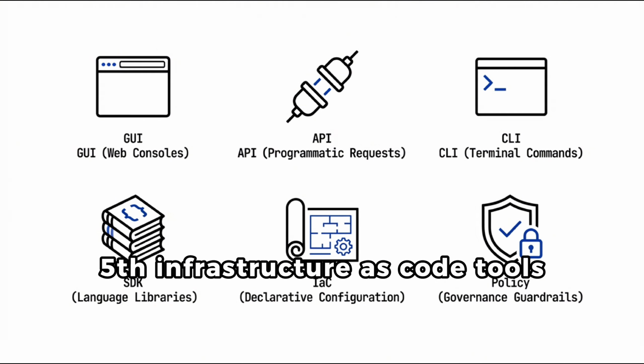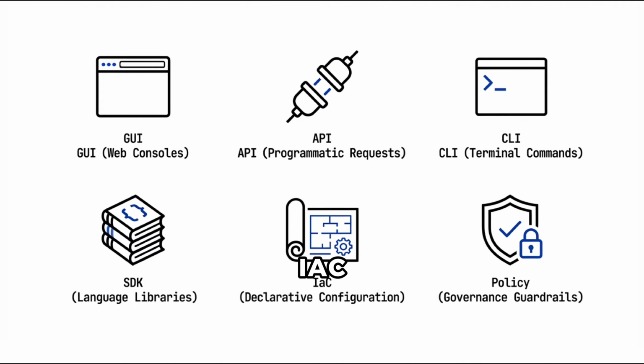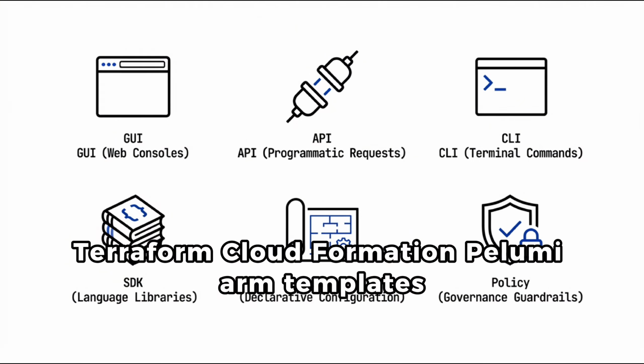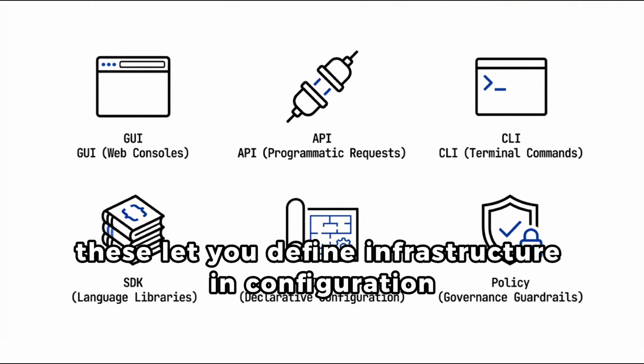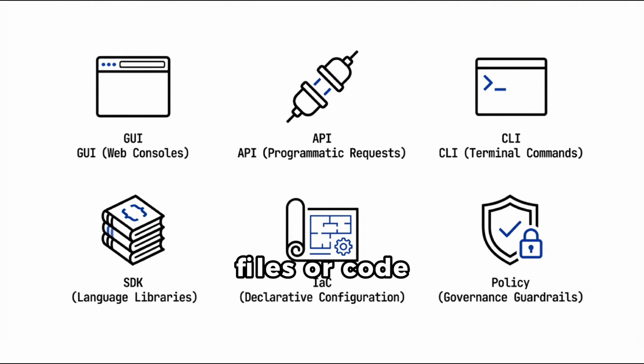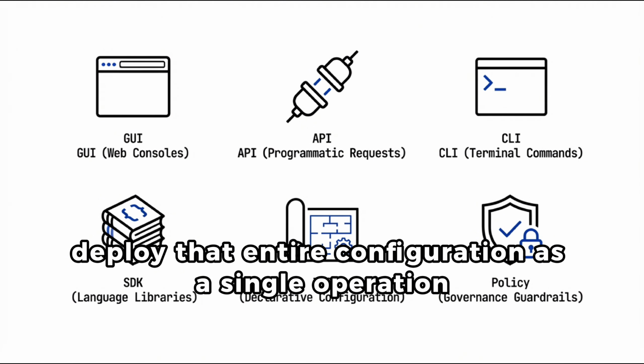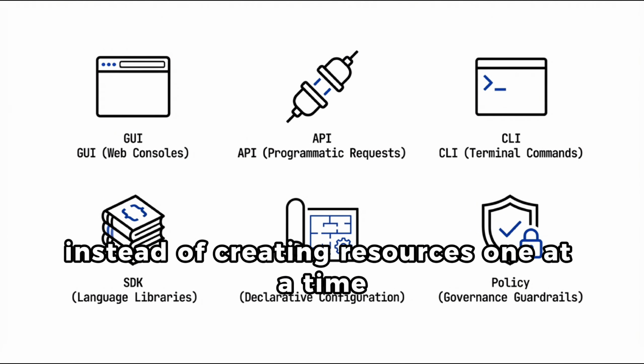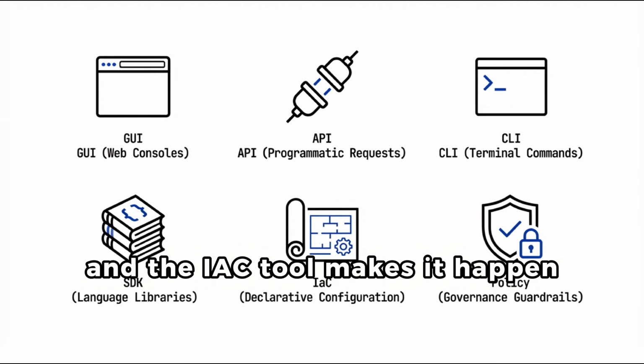Fifth, infrastructure as code tools, IaC. Terraform, CloudFormation, Pulumi, ARM templates. These let you define infrastructure in configuration files or code, then deploy that entire configuration as a single operation. Instead of creating resources one at a time, you declare the desired state, and the IaC tool makes it happen.